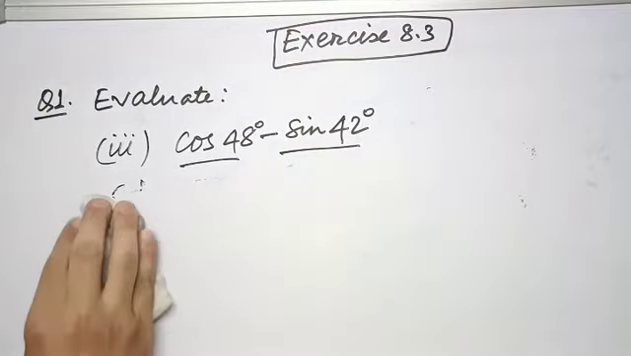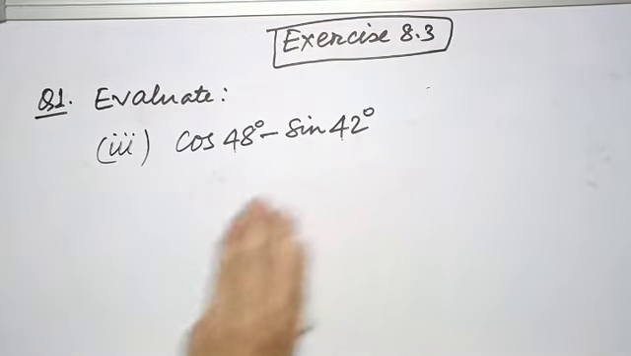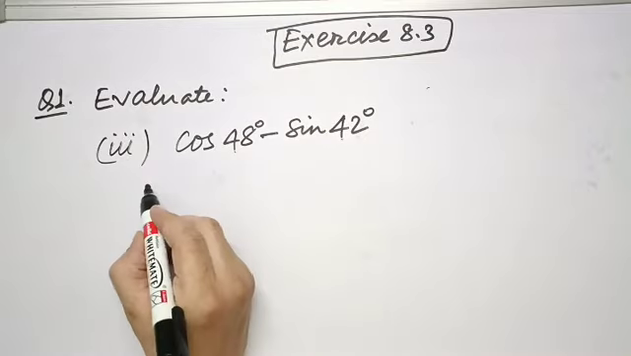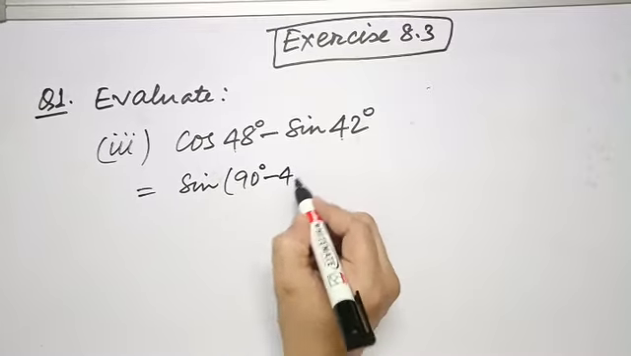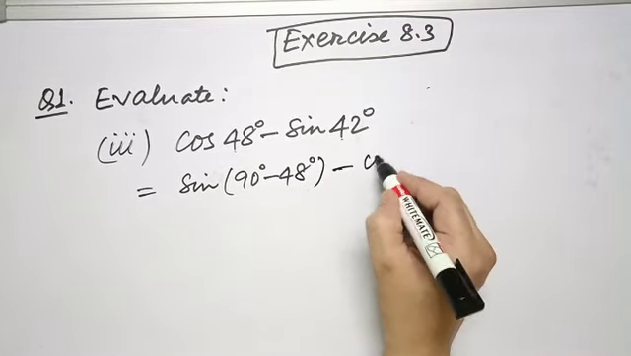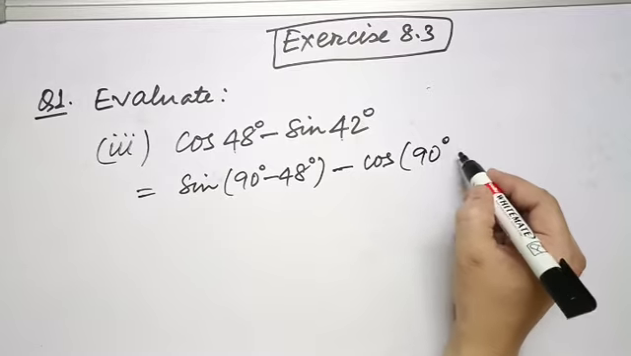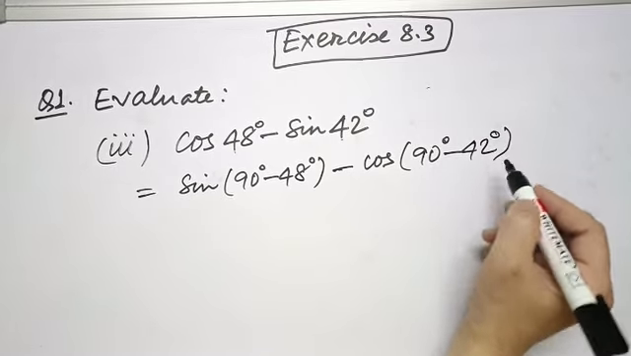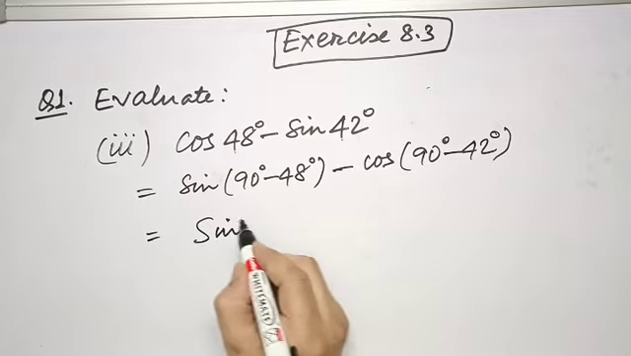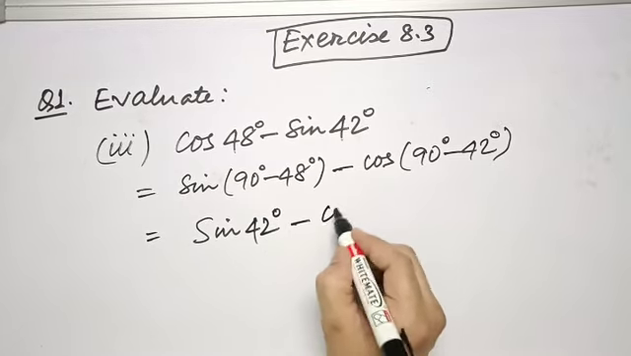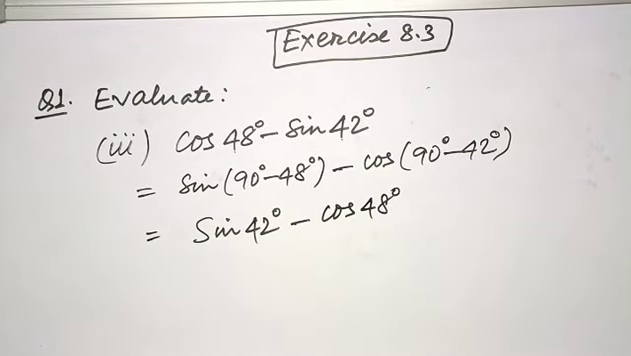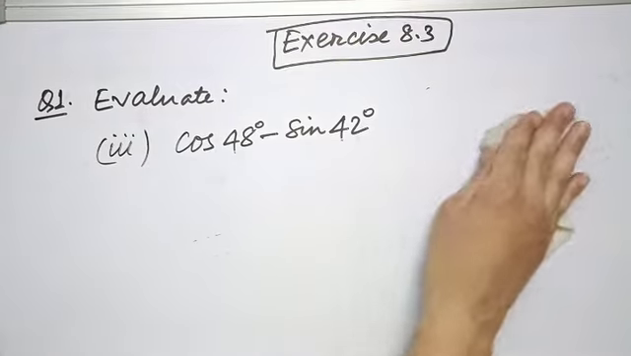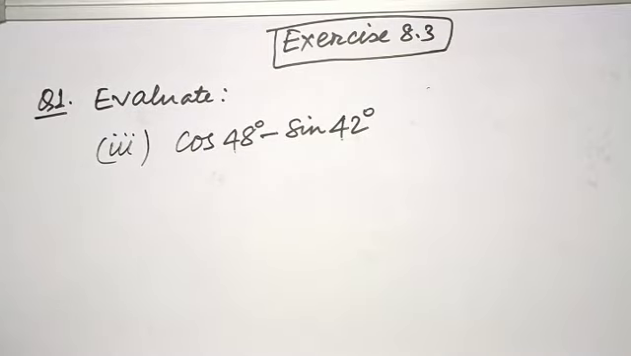Don't change both the values. If you change both the values, then you are not going to get the answer. See, if I change this one into sine 90 minus 48, and if I change this one as cos 90 minus 42, see, I'll get what? Sine 42 here, and I'll get cos 48 here. Do I get any fruitful result? No. The loop is going to be there. So don't change both the values. You just need to change only one, or you can change this one.